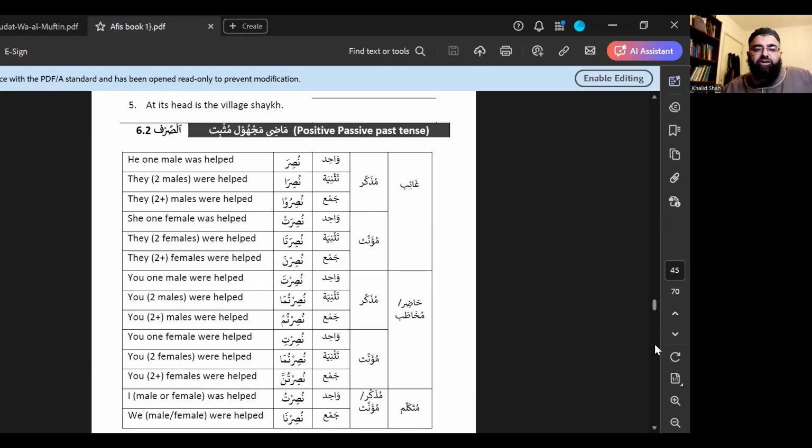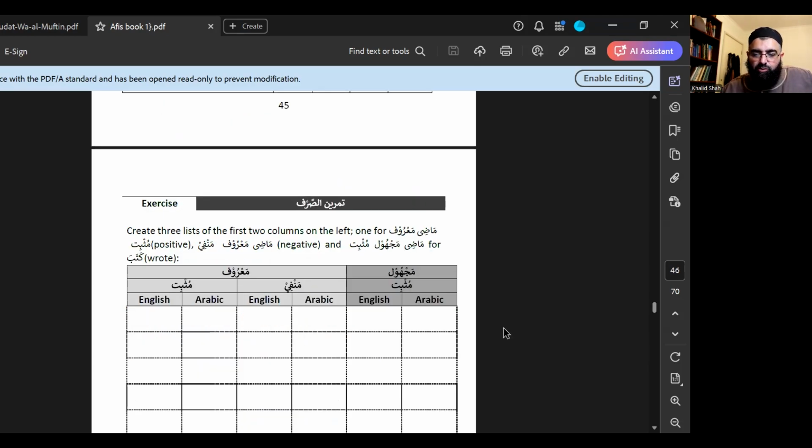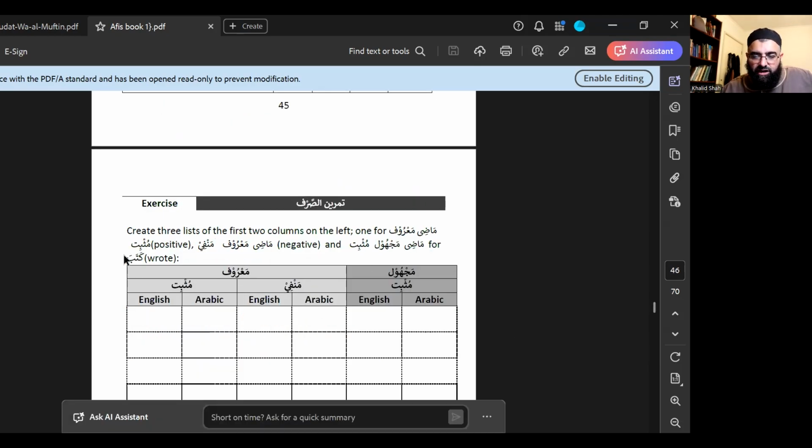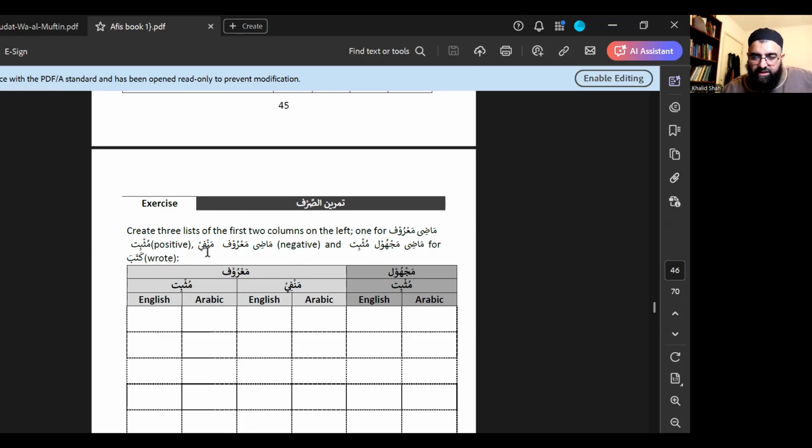Meaning majhul: the actual doer, we don't know who helped. We know who was helped, but we don't know who the helper was. And then this table, I gave one word there. So there are now three sets of columns in English and Arabic. Two for muthbit ma'ruf, which is nasara, nasara, nasaru, and the English translation. For the word kataba: kataba, kataba, katabu, and its English translation. Then ma kataba, the negative of that, manfi: ma kataba, ma kataba, ma katabu, till the end.